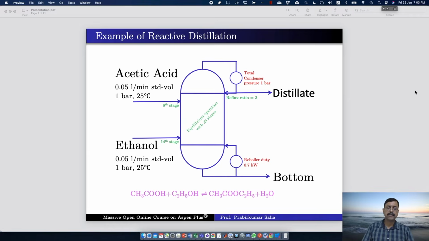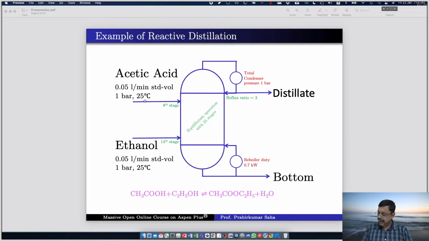First, we'll take the example of reactive distillation. Now, this is a column in which acetic acid and ethanol are fed in a column of 23 stages. The acetic acid is sent at 8th stage. Ethanol is sent at 14th stage. Their flow rate and temperature pressure conditions are given. The condenser operates at 1 bar pressure and reboiler duty is given 0.7 kilowatt. The reflux ratio is 3.